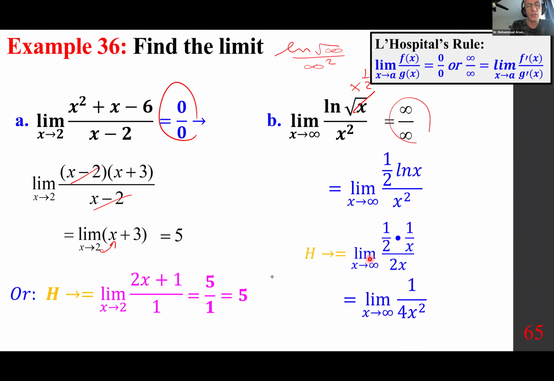I'm assuming everybody is okay with that. Let me just quickly show you. This is 1 over 2x over 2x over 1, these two at top, these two at the bottom. And now if you plug in infinity, obviously the answer is 0 because you get 1 over infinity. So it's very straightforward, everybody.